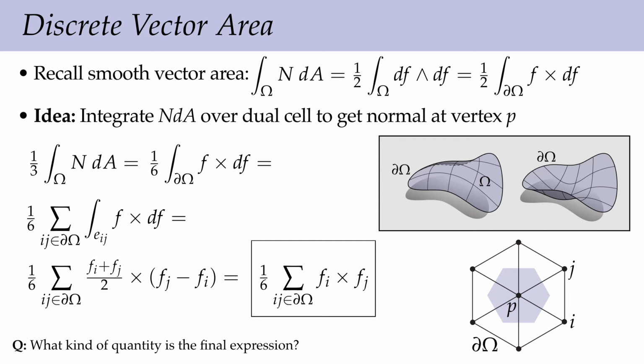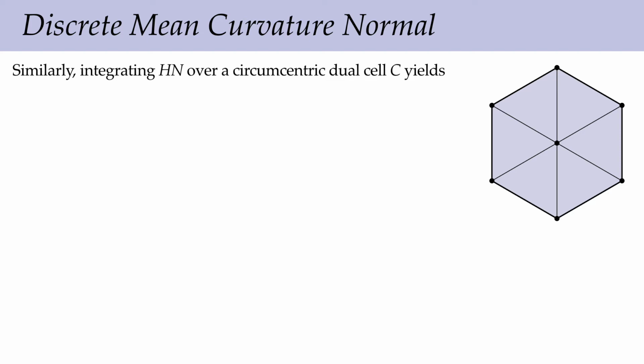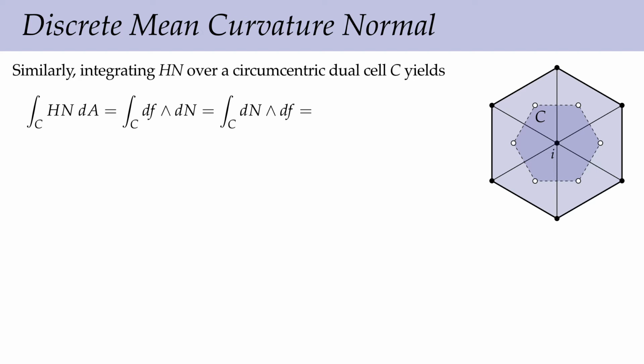Let's look at the next curvature vector, the discrete mean curvature normal. Okay, so similarly, integrating HN, mean curvature times the normal, over a circumcentric dual cell C is going to give us, well, let's see, integral over C of HN dA. We said that we can write HN dA as df wedge dN. Or I can flip the two terms and write this as integral over C of dN wedge df. Now, we have to stop for a minute and think, why didn't I introduce a minus sign here? And the reason is because we're working with R3-valued differential forms, vector-valued forms defined in terms of the antisymmetric cross product. Right? So if you write out these two wedge products, they will indeed turn out to be the same.